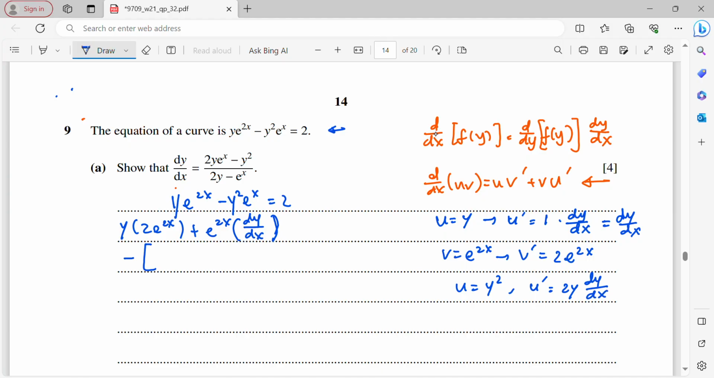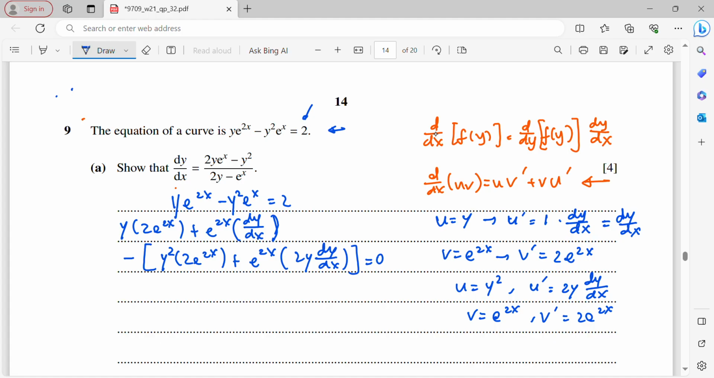Then the other one will be the same. V is e^2x. Then the v prime is 2e^2x. So now formula u v prime. So I will get y squared times 2e^2x plus v u prime. So e^2x times 2y dy over dx. Then for the right hand side, it is 2. That means you'll be getting 0.